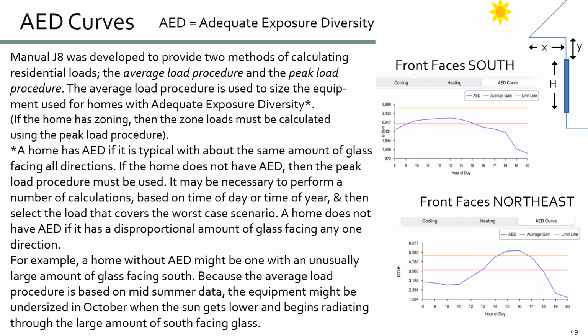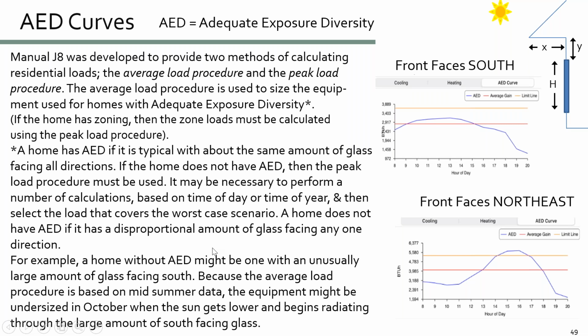So when the front faces south, you can see we're well below our 30% line of forgiveness. And when the front faces northeast, we have a couple hours of the day, about 2 p.m. to about 5 p.m., when the gain on the house, because of the orientation and the sun angle, is outside of whack. So what we would do is add in a little extra BTUs to our load to account for that. You do this thing called a peak load procedure. So hopefully that explains it.